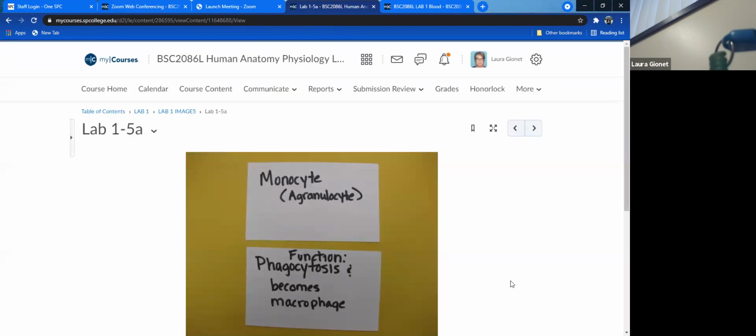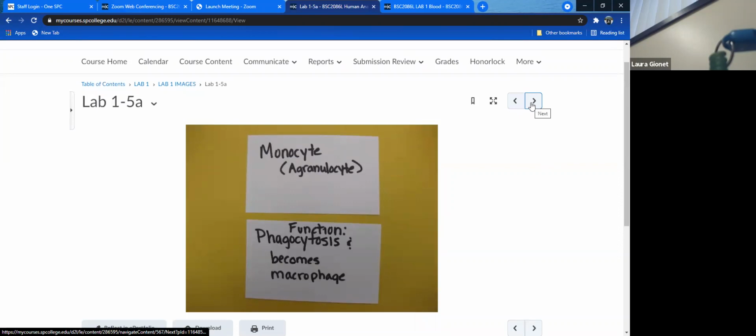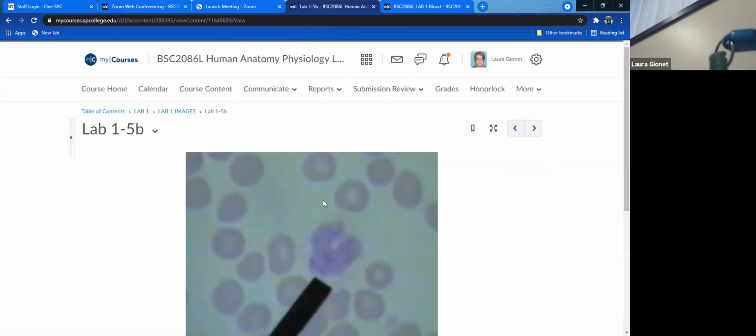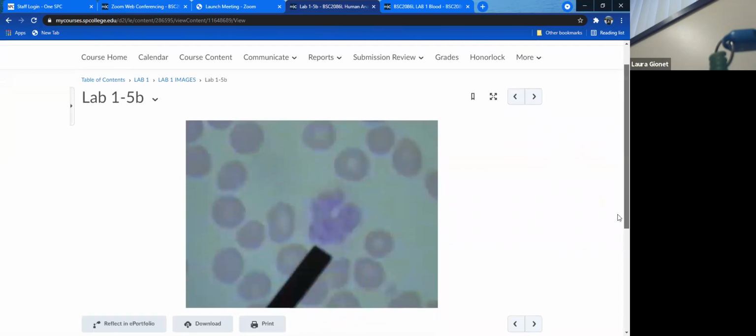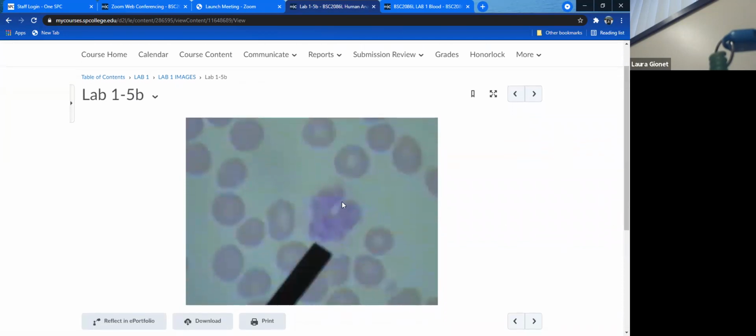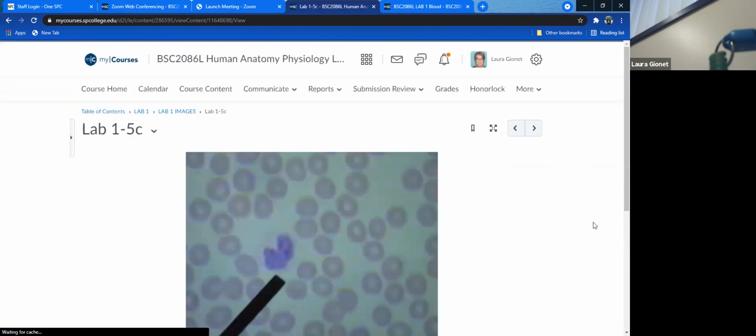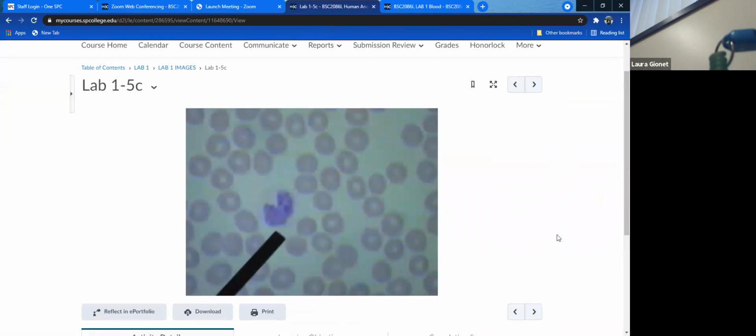It functions in phagocytosis. Once it leaves the bloodstream, we call it a macrophage, but it can phagocytize anything. It's the second to elevate with a bacterial infection. And that's a big monocyte right there. You could put about 4 big red blood cells in that, 4 to 5. Sometimes you can see the U shape, sometimes you can't.